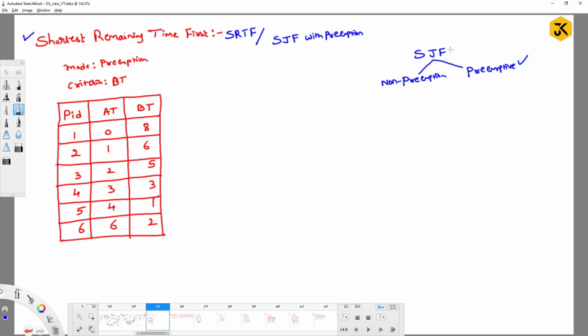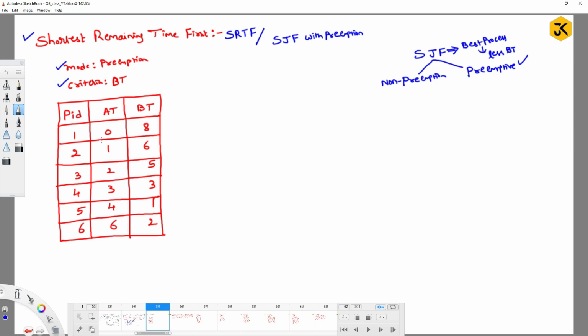What will SJF do? SJF will select the best process. On what factor will it select the best process? The process which has less burst time will be selected. Right? So here the mode will be preemptive and the criterion will be burst time.